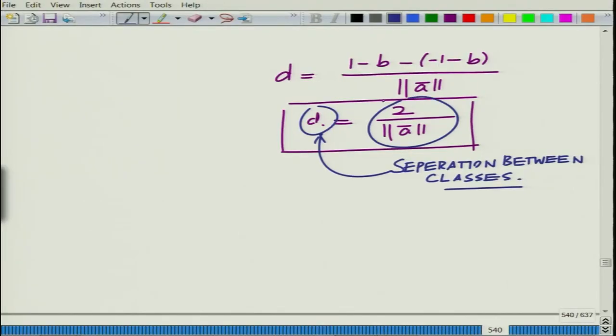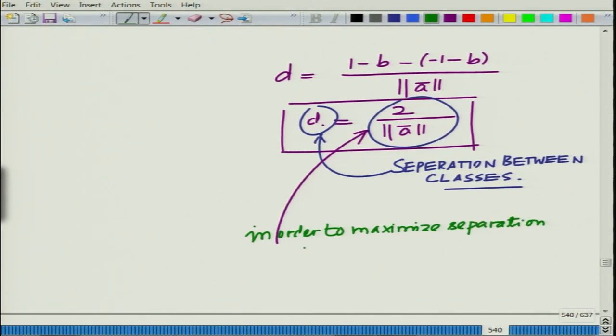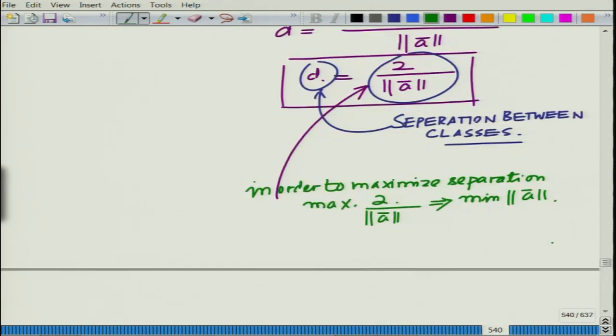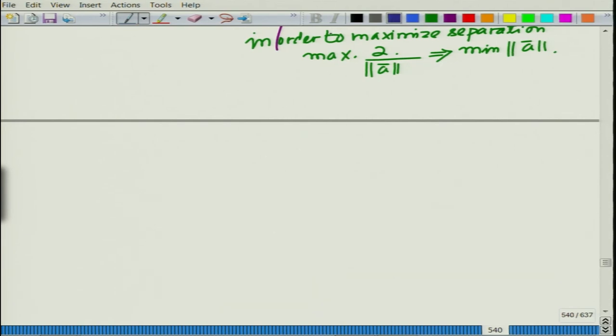In other words, we have to maximize the distance between the hyperplanes, or maximize this quantity 2 divided by norm of A bar. So, in order to maximize separation, we have to maximize 2 divided by norm A bar. That means, take the reciprocal, that is, minimize norm A bar. And therefore, finally, our SVM problem can be formulated as follows. Maximize the separation.